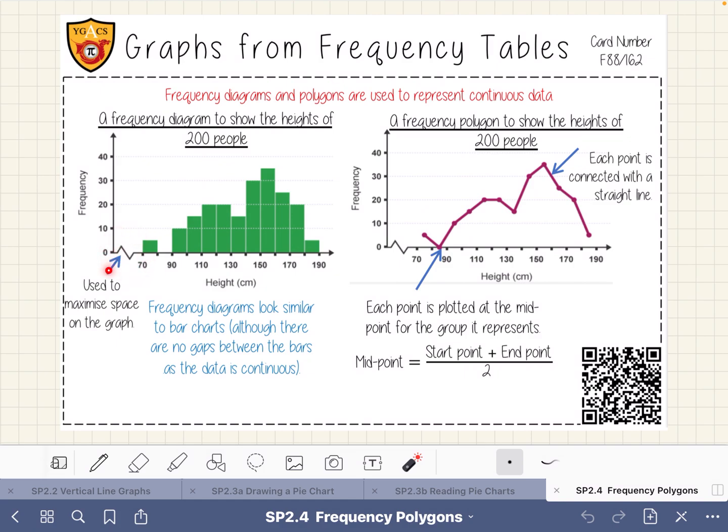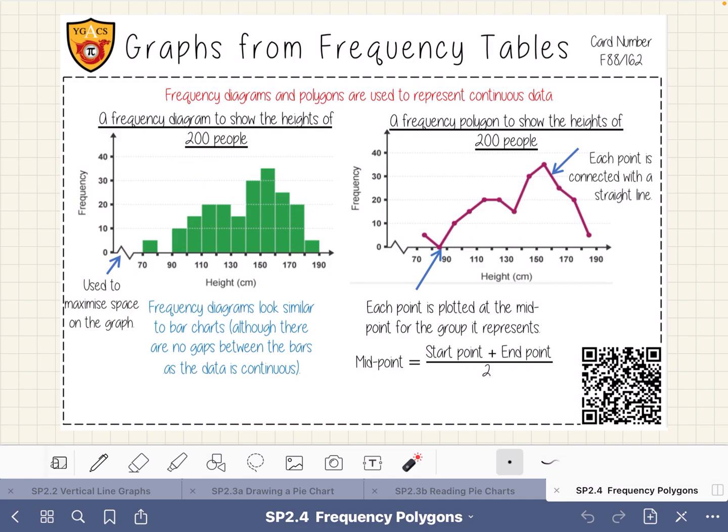This little section here is used to maximise space. So because there isn't any data between 0 and 70, that part of the axis is eliminated to make sure that we maximise the use of space on our graph.